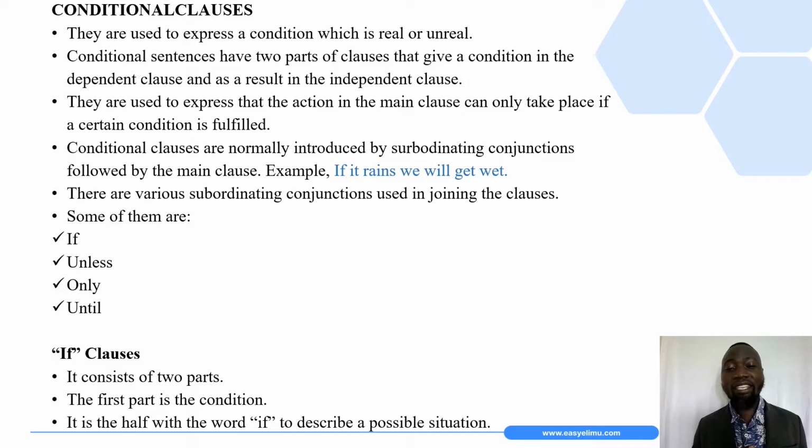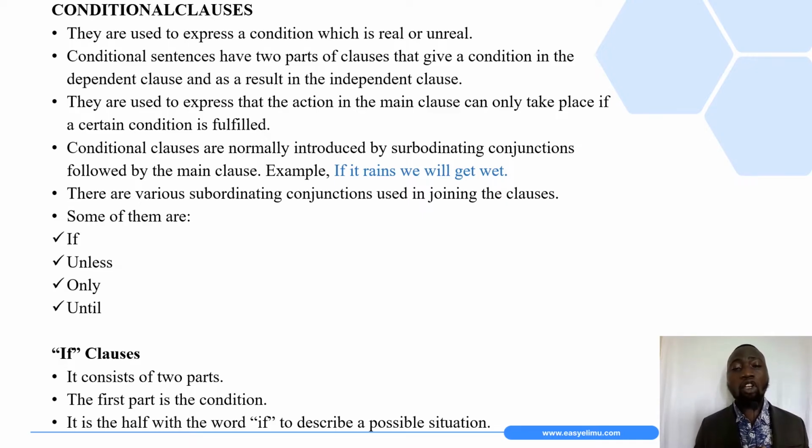in the independent clause. Before I continue, I believe that up to this moment, you all know what dependent clauses and independent clauses are, that is, if you're told to differentiate. A dependent clause is a clause or a part of a sentence that cannot express a complete thought on its own, meaning that if it is used as a sentence, it will not express a complete thought.